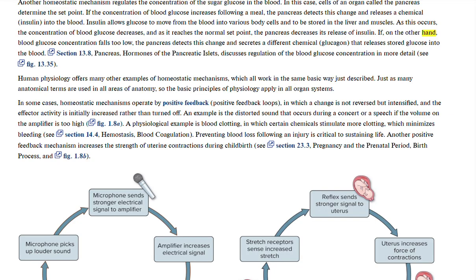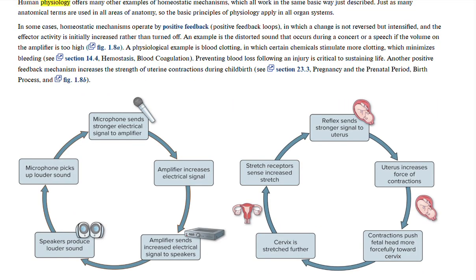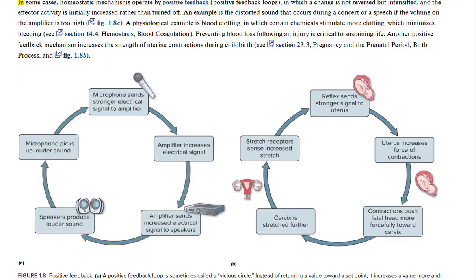If, on the other hand, blood glucose concentration falls too low, the pancreas detects this change and secretes a different chemical, glucagon, that releases stored glucose into the blood. Section 13.8, Pancreas, Hormones of the Pancreatic Islets, discusses regulation of the blood glucose concentration in more detail. See Figure 13.35. Human physiology offers many other examples of homeostatic mechanisms, which all work in the same basic way just described. Just as many anatomical terms are used in all areas of anatomy, so the basic principles of physiology apply in all organ systems.